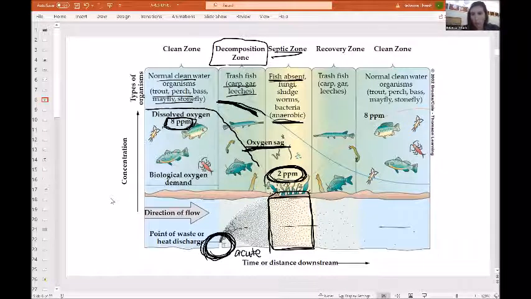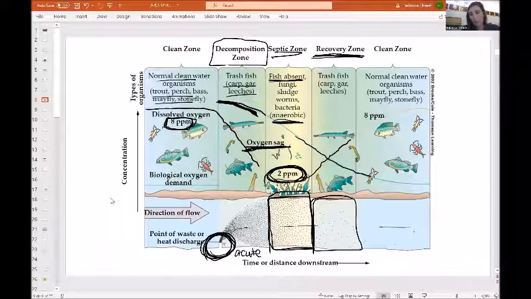Now, after you have a more dispersed, less concentrated amount, you can start to see that there is some recovery going on here. Dissolved oxygen starts to creep back up because the amount of pollutants is still decreasing. And then finally, very far downstream from the point source, you've got another clean zone and we're back at a healthy level of dissolved oxygen.